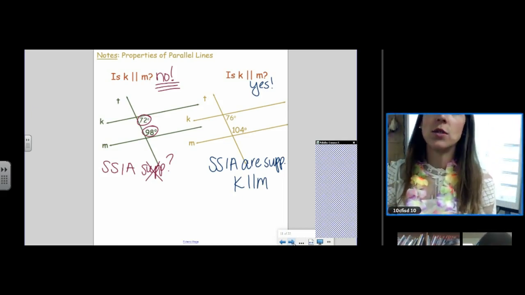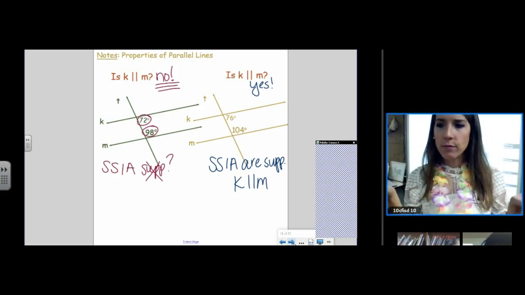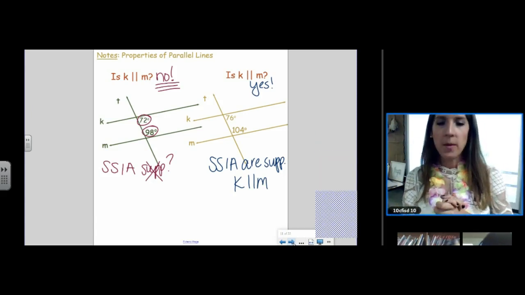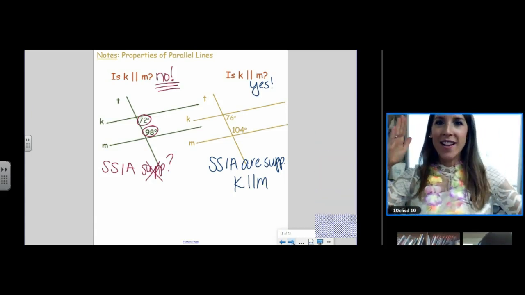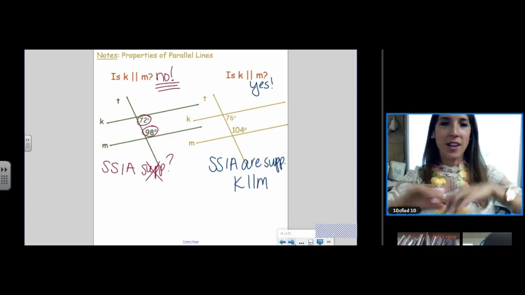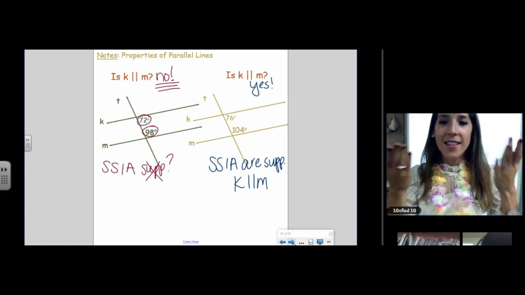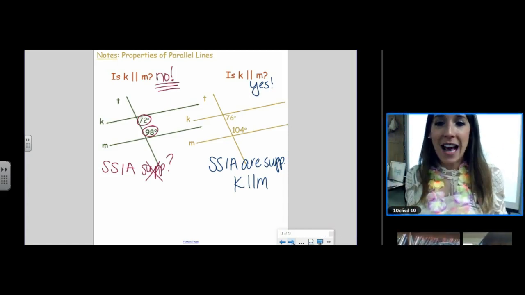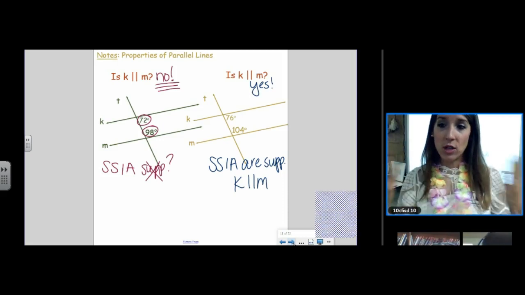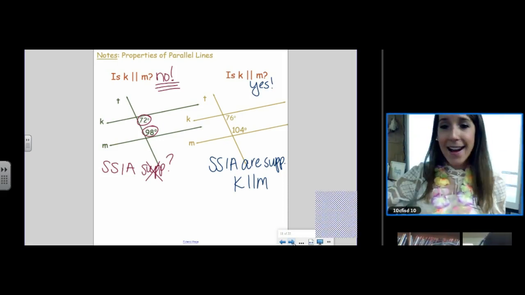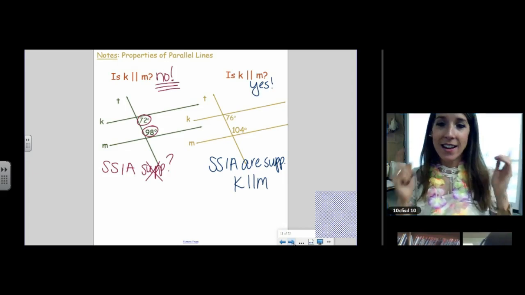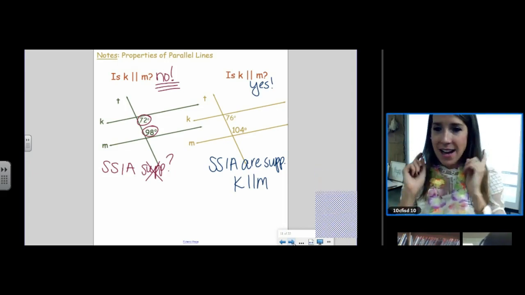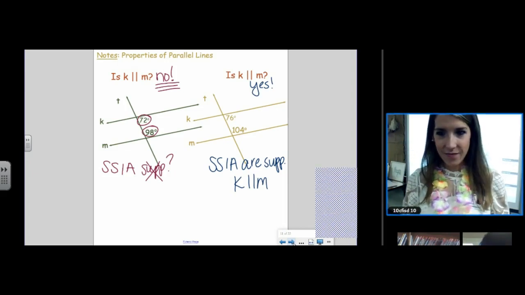So first you'd say, what's the vocab word? Same side interior. Okay. Then you say, which team is it on? Team congruent or team supplementary? You're like, oh, team supplementary. Then you look at the picture and you're like, oh, these angles are either doing what they're supposed to or they're not. They're either adding up to 180 or they're not. And in the green picture, they didn't add up to 180, and in the yellow picture, they did.